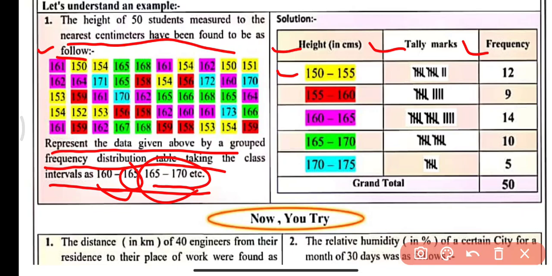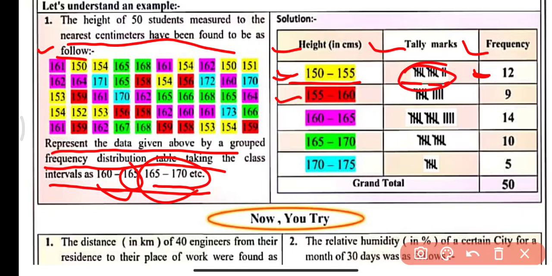So the students who have their height as 150 to 155 centimeters are 12 in number. So 12 students ऐसे हैं जिनकी हाइट 150 to 155 centimeter है. So here 150 to 155 equals 12 students. उनको telemarks में represent करेंगे. So this one is first 5, then 5 and then 2. So 12 is represented by telemarks here.